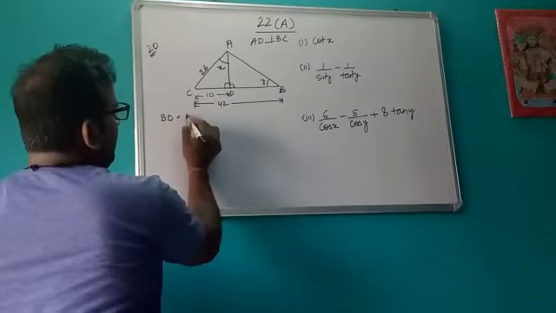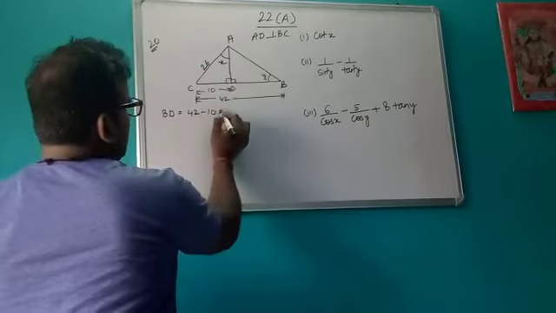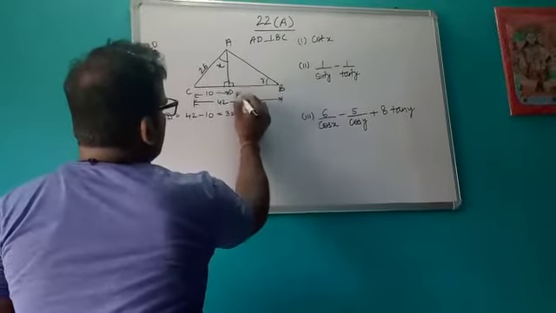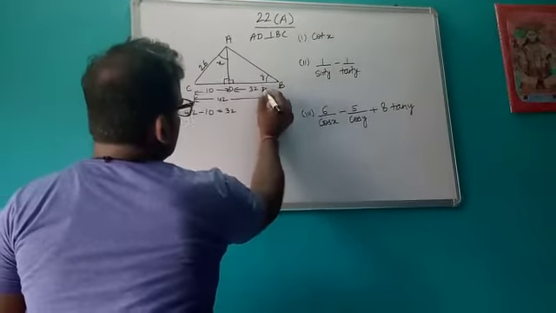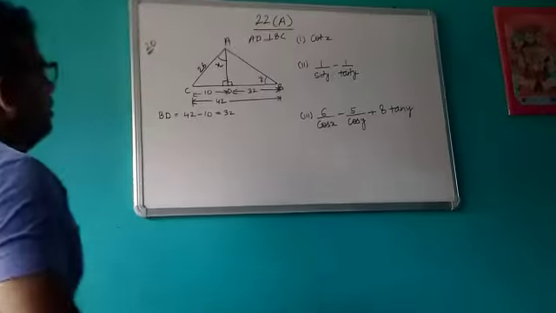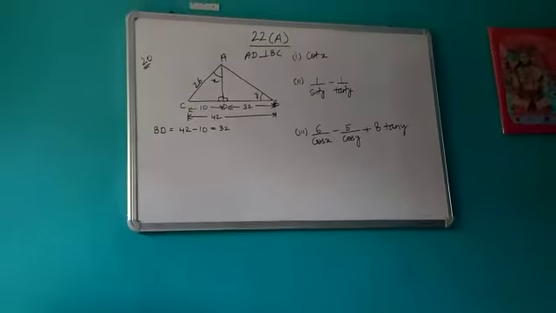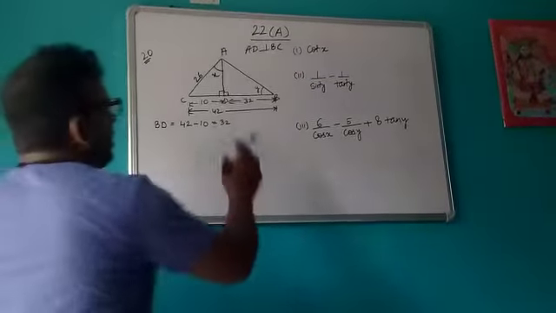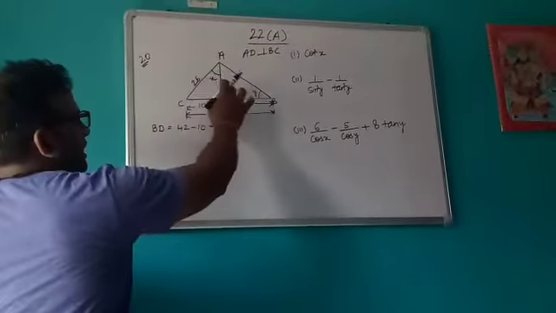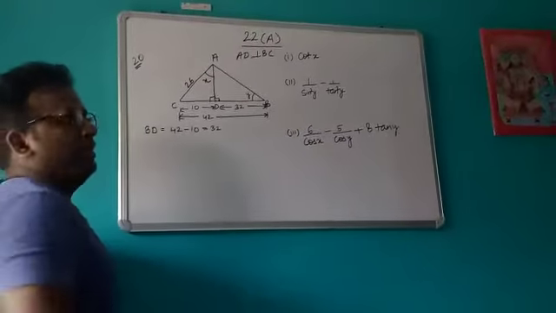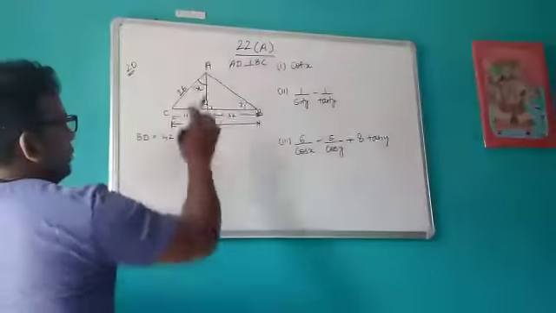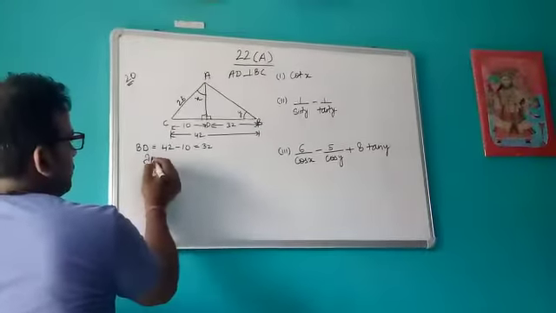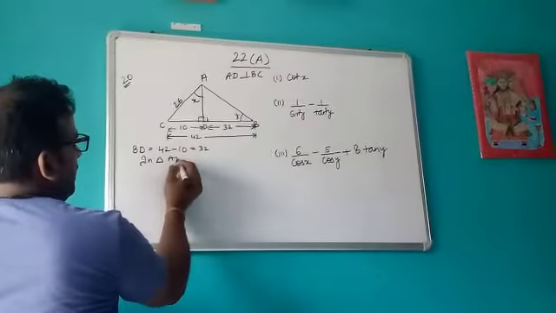So what is your BD? 42 minus 10, that is 32. That means it is 32. Okay, so like I have told you, whenever we solve the questions, we will see the number of right angle triangles, and then we will find the value of unknown quantities. Like suppose I take in triangle ADC.